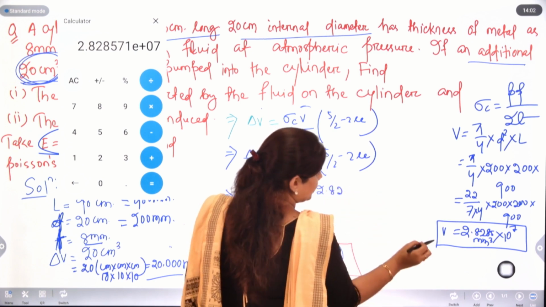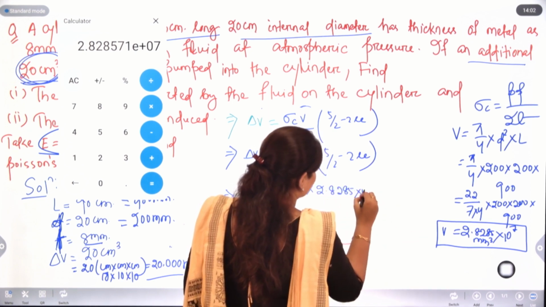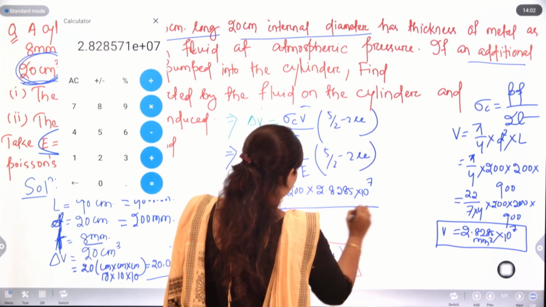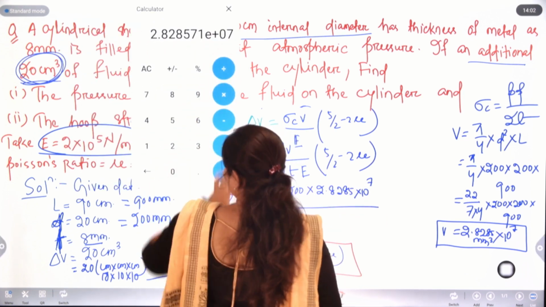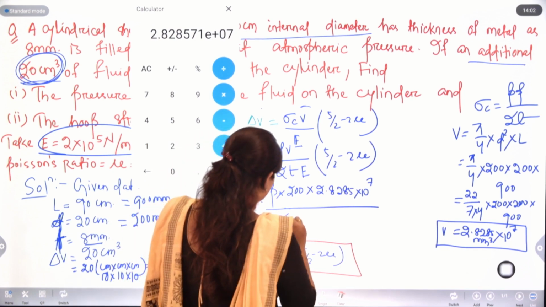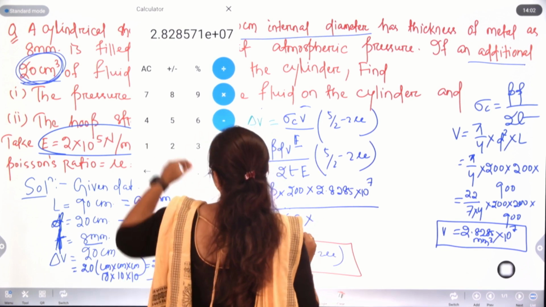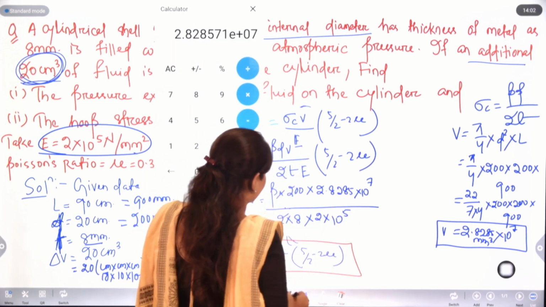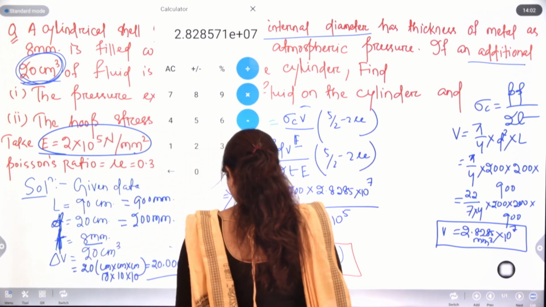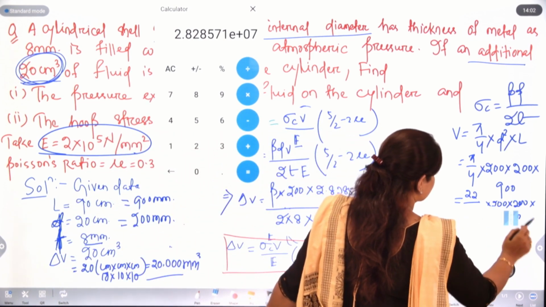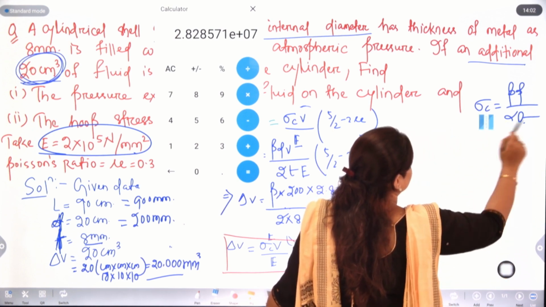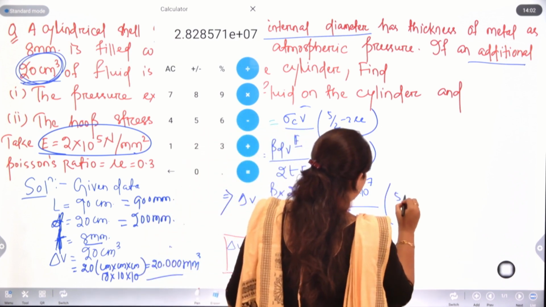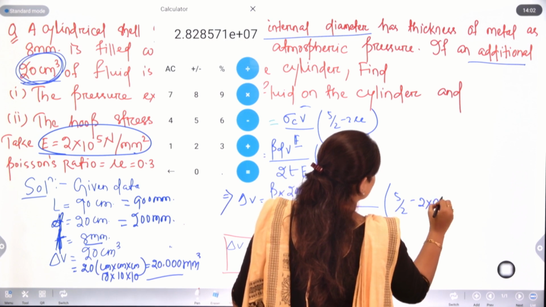So we can write 2.8285 into 10 to the power 7 upon what? T is 8. E is what? 2 into 10 to the power 5. Okay. So we can erase this thing. Right. Also 5 by 2 minus 2 into 0.3.